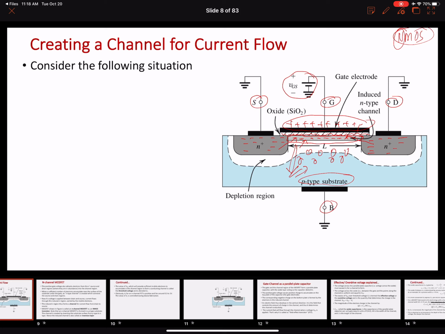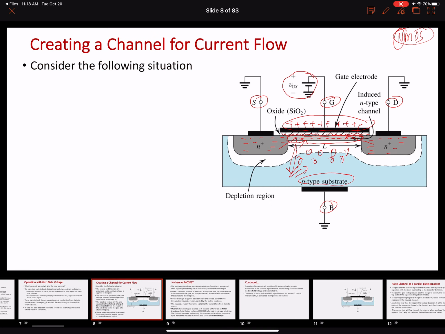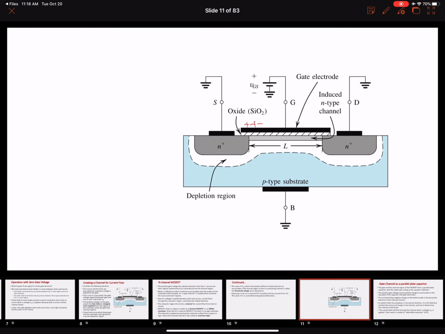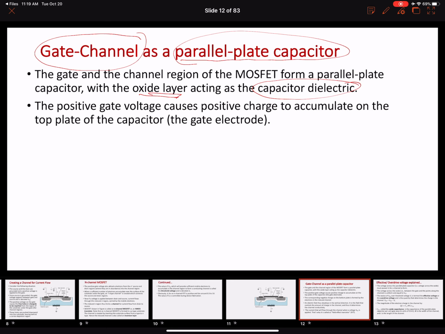So let's talk more about a parallel plate capacitor. We have this gate electrode, and over here we have this channel. Let me put this simpler: you have positive here, negative here, and this is your dielectric. This oxide is your dielectric here, right? So this becomes similar to a parallel plate capacitor. This is your gate and this is your channel. Your gate and channel will behave as a parallel plate capacitor, in which the oxide layer, in our case silicon dioxide, will act as the capacitor dielectric.